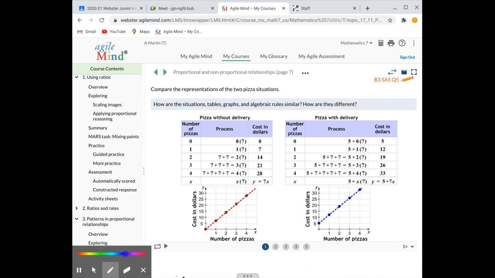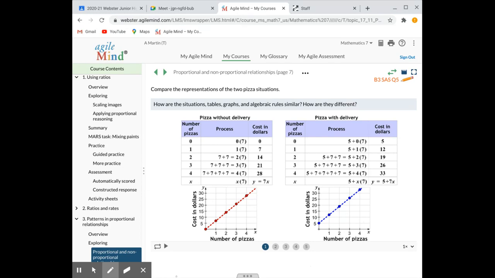All right, page 7. It says compare the representations of the 2 pizza situations. How are the situations, the tables, the graphs, and the algebraic rules similar, and how are they different? Somebody, in your own words, tell us what we're trying to find. How are all these similar? What's another word for similar? The same. Good. And then the other one is saying how are they different? So we're trying to see how they're not the same or how they're not alike.